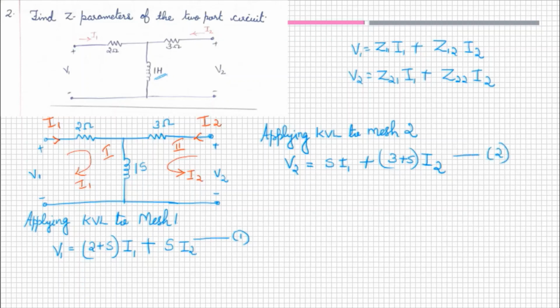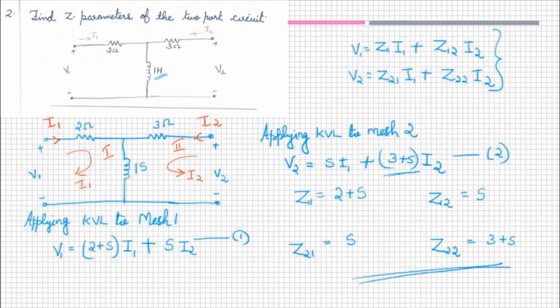Now compare equations 1 and 2 with the Z parameter equations. We will get the values for Z11, Z12, Z21 and Z22. So Z11 we will get as 2 plus S and Z12 as S. Z21 is S and Z22 is 3 plus S. These are the Z parameters for the given network.